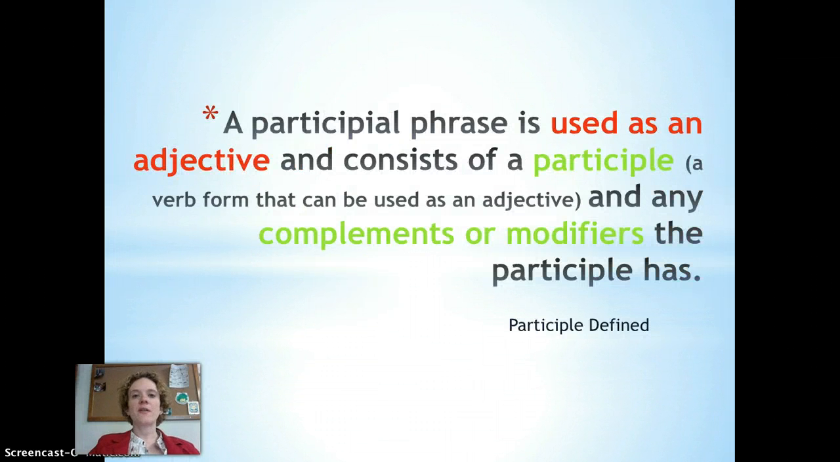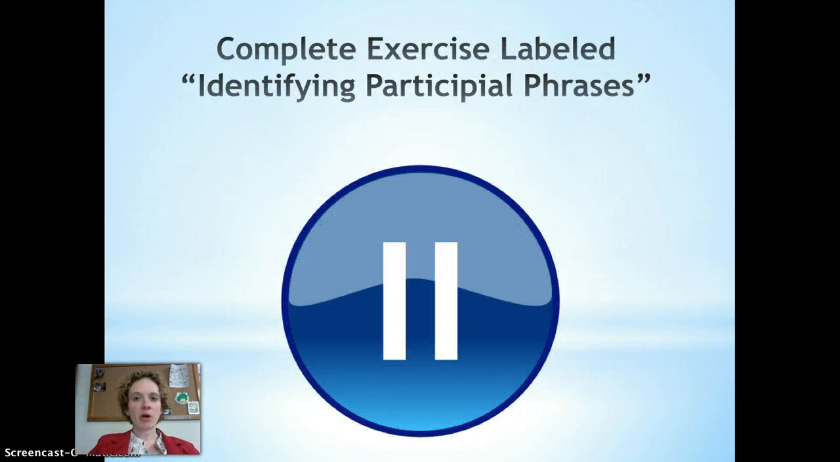So let's take a look at that whole definition one more time. A participial phrase is used as an adjective and consists of a participle, which is a verb form that can be used as an adjective, and any complements or modifiers the participle has. Now, at this point, please pause the video and complete the exercise labeled Identifying Participial Phrases. When you finish the exercise, please press play again so that you can check your answers.